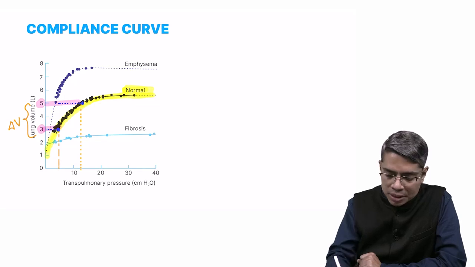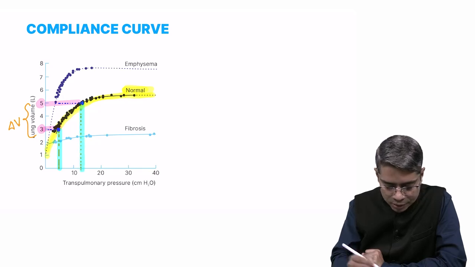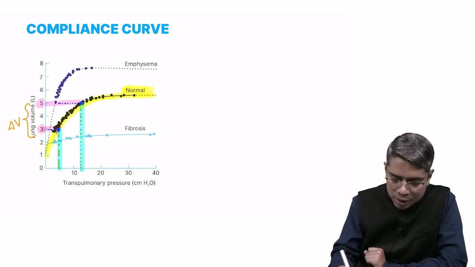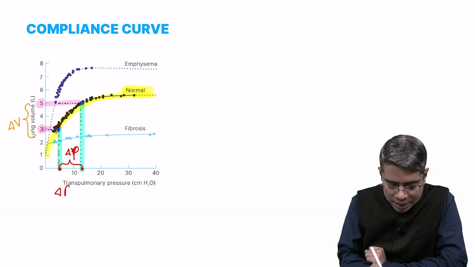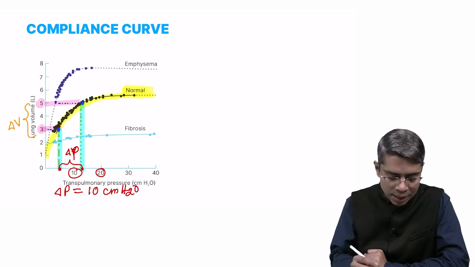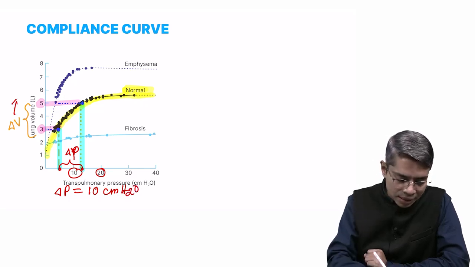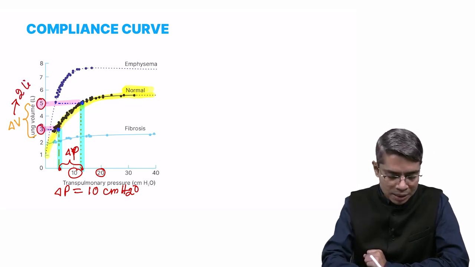And how much pressure change? I have already dropped two perpendiculars on this x-axis also. So the difference of pressure between these 2 points is nothing but my delta P, right? So from here, delta P is approximately 10 and 20, the difference between these two. So 10 and 20 difference means 10 centimeter of water approximately. And delta V here is the difference between 3 and 5 liter, that is 2 liter, right?